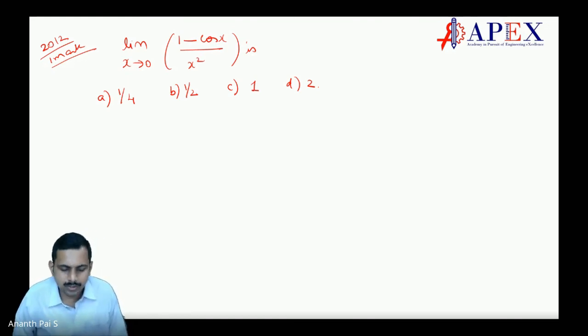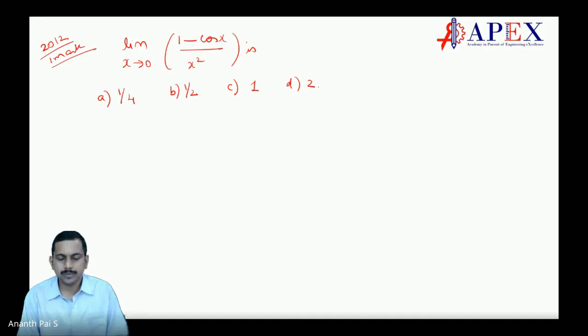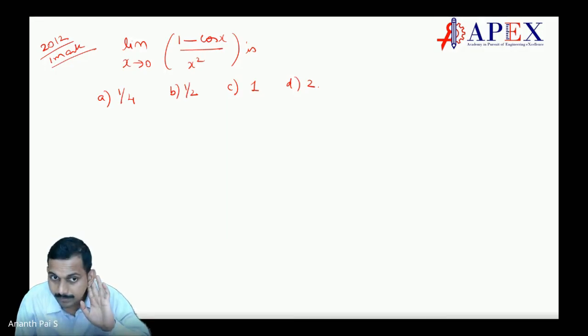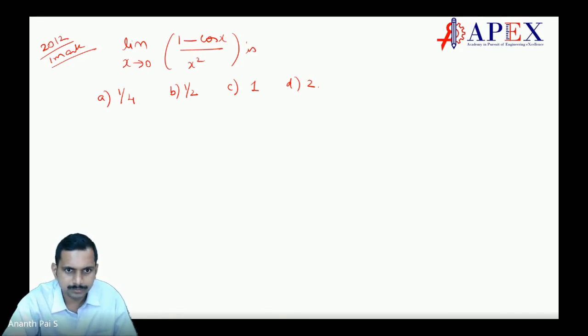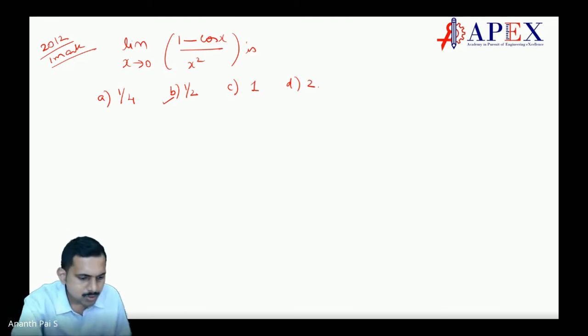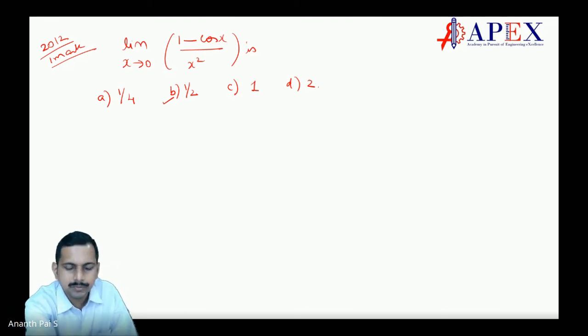See whether we can use L'Hospital's rule. First, check out L'Hospital's rule. If L'Hospital's does not work, then go with that particular rule, one by one. Answer is 1 by 2. Very good, Ashutosh. Good. Simple, correct. Similarly, we will solve all the problems which are there in GATE.